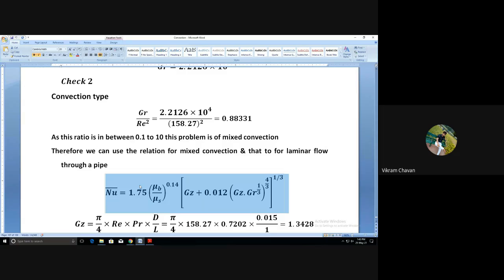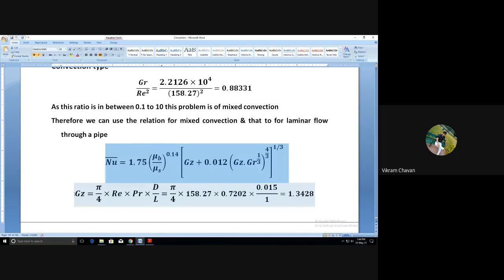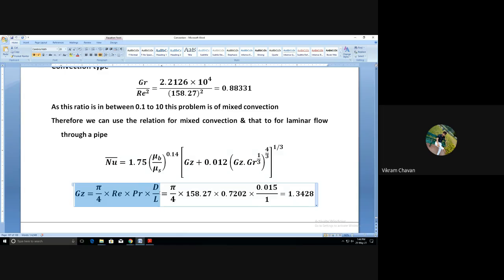Then in this equation, Grashoff's number is known, mu b is known, mu suffix s is known, only Graetz number we need to calculate. So Graetz number is calculated only for flow through pipe. So Graetz number is equal to pi by 4 multiplied by Reynolds number multiplied by Prandtl number multiplied by d divided by L, where d is the diameter of the pipe and L is the length of the pipe.